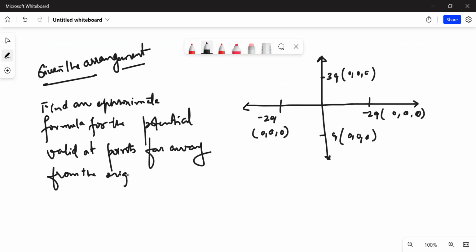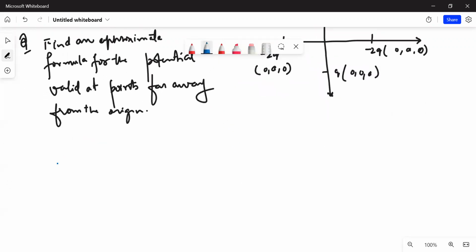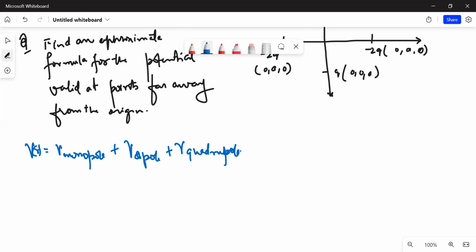So this is the question, and if I want to do this question, let me just give you a brief revision of what we have done already. One of the techniques is called multipole expansion, in which the potential at some distant point is given by the contribution of potential due to monopoles, that is simply charges, potential due to dipole arrangements, then potential due to quadrupole arrangements, and so on and so forth. We have mostly derived this expression for a continuous case.